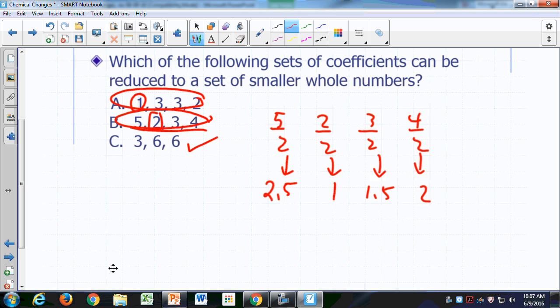In fact, what happens if you have 3, 6, and 6? You divide by the smallest of these, which is 3. 3 divided by 3 is 1, 6 divided by 3 is 2, 6 divided by 3 is 2. So you can reduce 3, 6, and 6 to 1, 2, and 2.